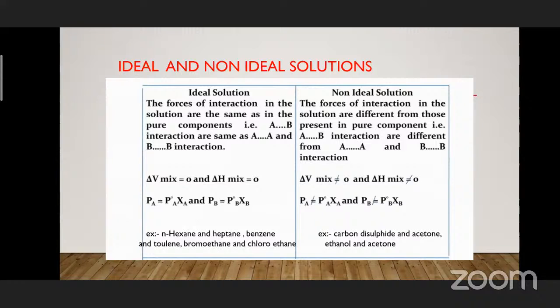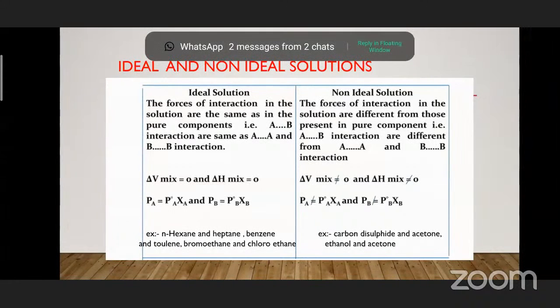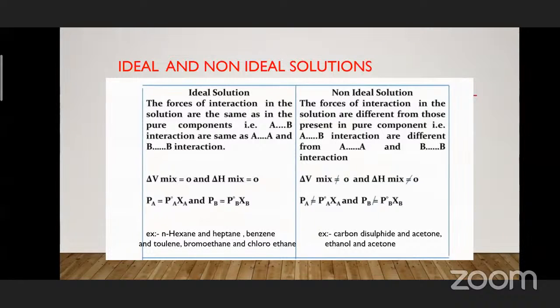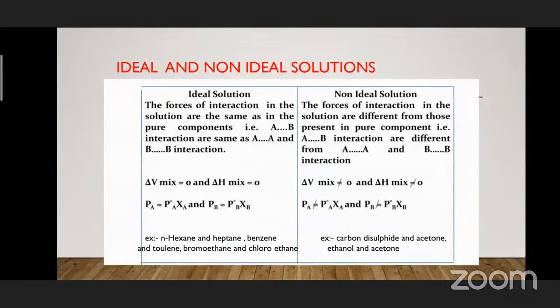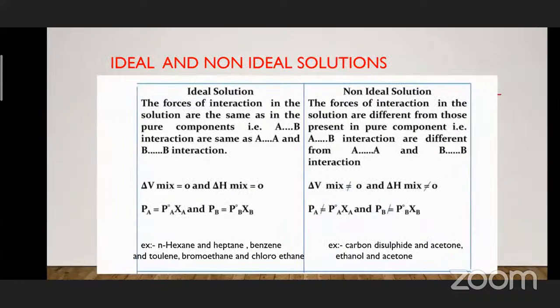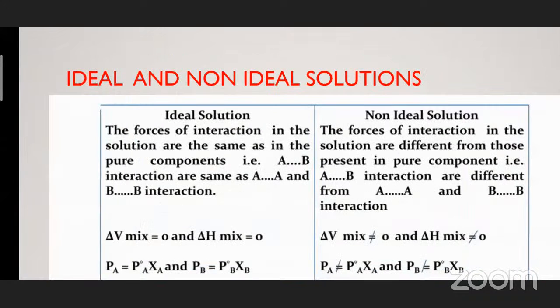So ideal in the sense what? It is nothing but the expected vapor pressure. The expected vapor pressure would be equal to the theoretical vapor pressure we obtain after making the mixture, that is the solution. Let us see the definition over here. The forces of interaction in the solution are the same as in the pure components. That is, AB interactions are the same as AA and BB interactions.